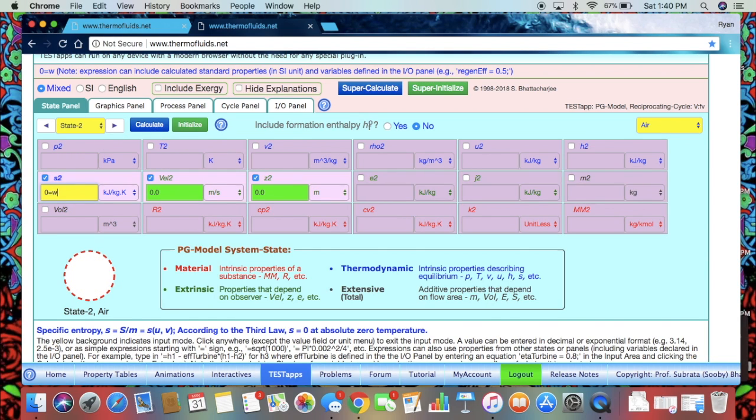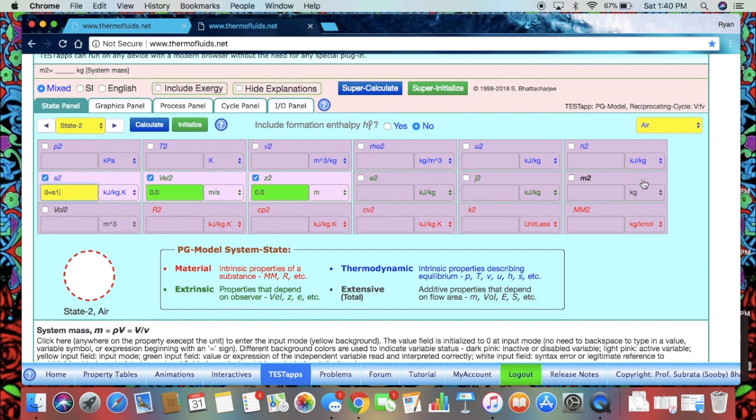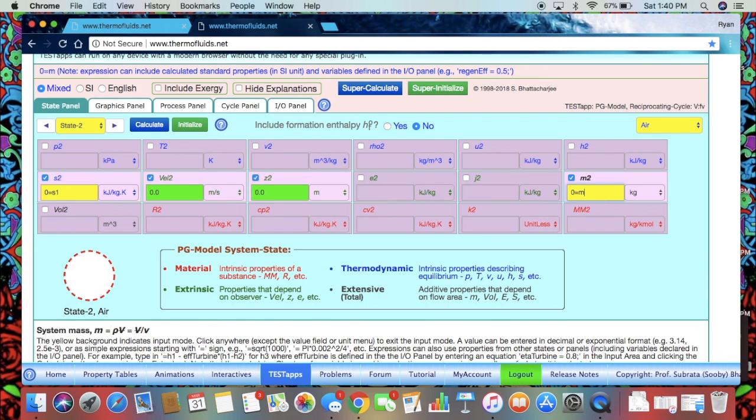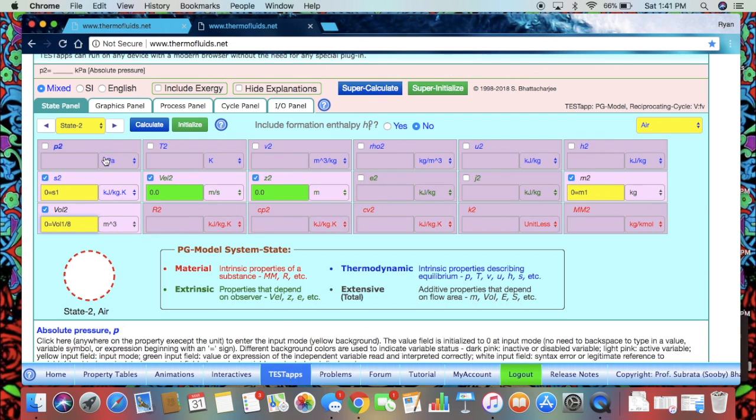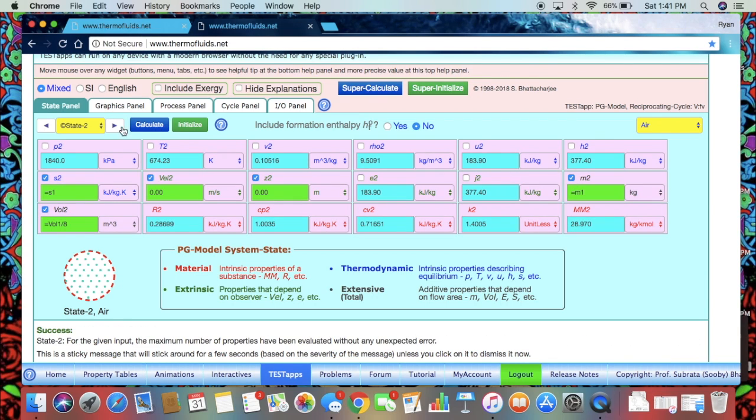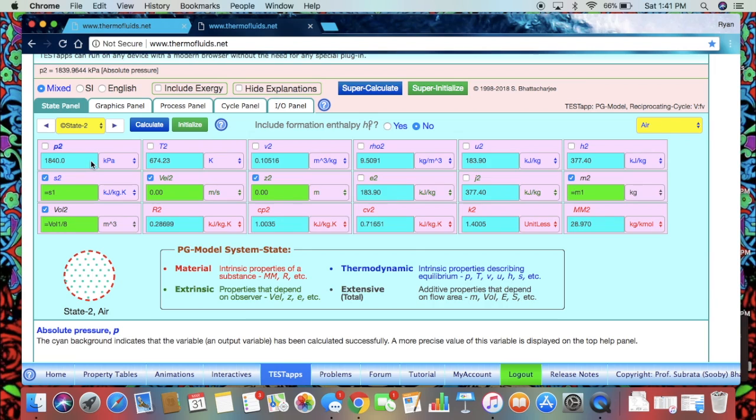We know that it's isentropic. We know that this will equal M1, and of course we know that volume 2 equals volume 1 divided by 8. Getting the correct answers that we saw as well in the manual solution.